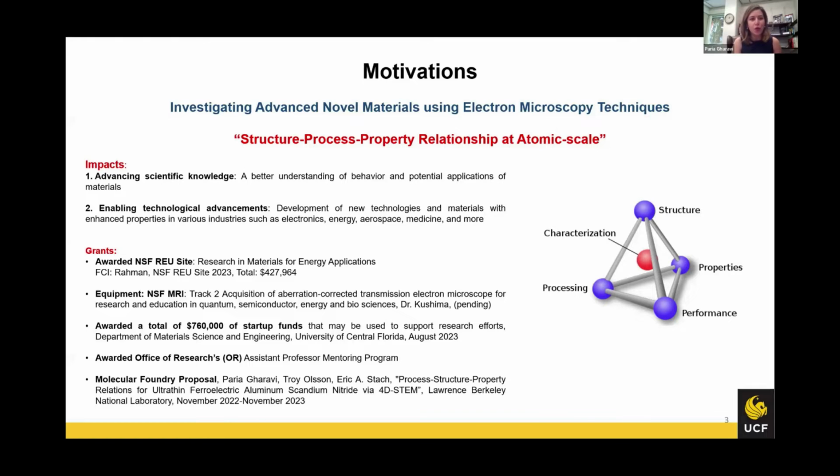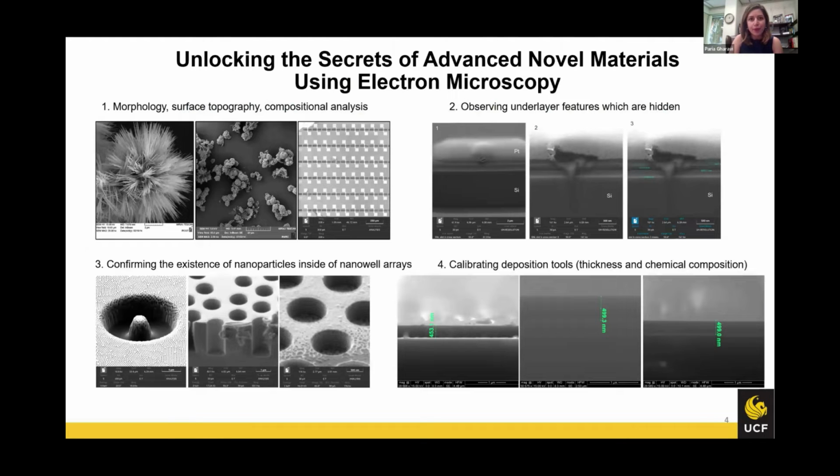Actually, 2 days ago, we were awarded an NSF REU site, which is for research in materials for energy applications. And also, recently, Professor Kushima submitted a new proposal, NSF MRI, for aberration-corrected TEM for research and education in quantum, semiconductor, energy, and biosciences. Also, I have my own startup funds from UCF and a couple more grants.